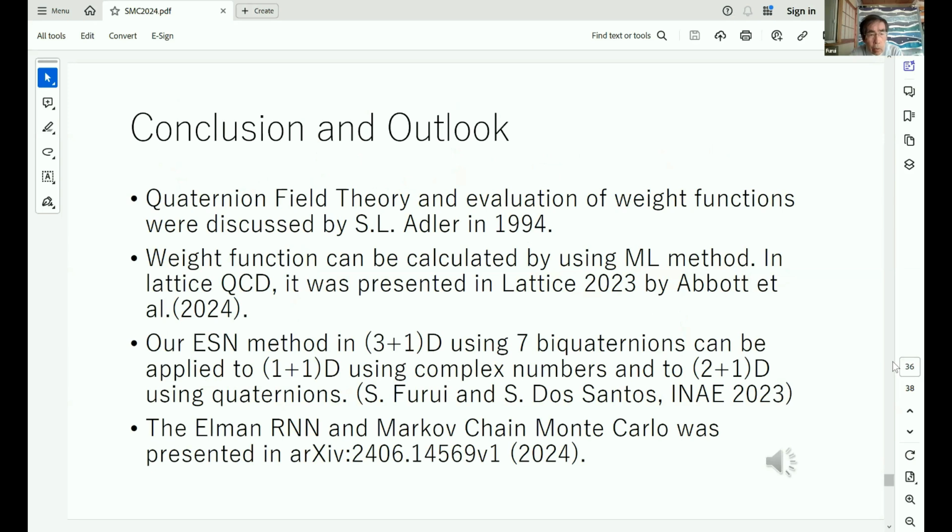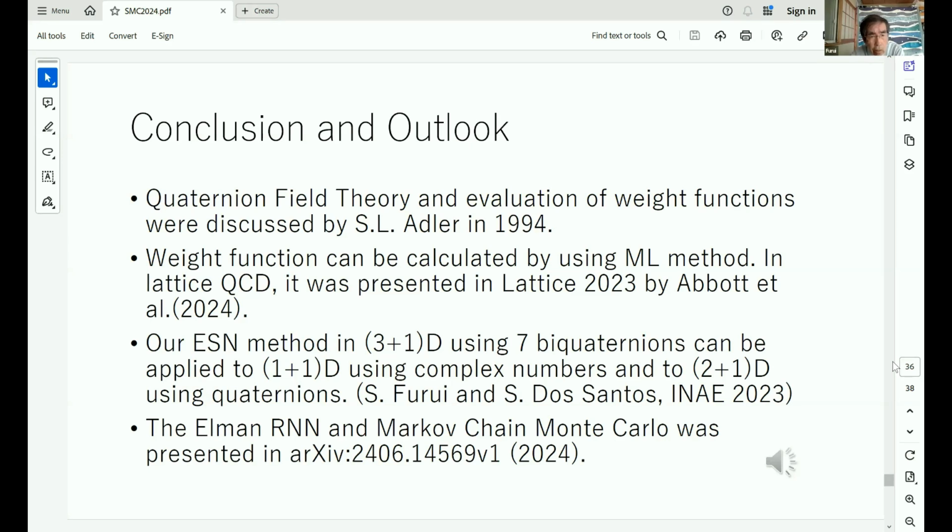So quaternion field theory and evaluation of weight function were discussed by Adler in 1994. And weight function can be calculated using machine learning methods. In lattice QCD, it was presented at Lattice 2023 by Abbott et al. In our echo state network method, 3+1 dimension using biquaternions can be applied to 1+1 dimensional using complex numbers and 2+1 dimensional using quaternions. And this was already published in the Indian National Academy of Engineering last year. The Elman Recurrent Neural Network and Markov chain Monte Carlo was presented in this archive.